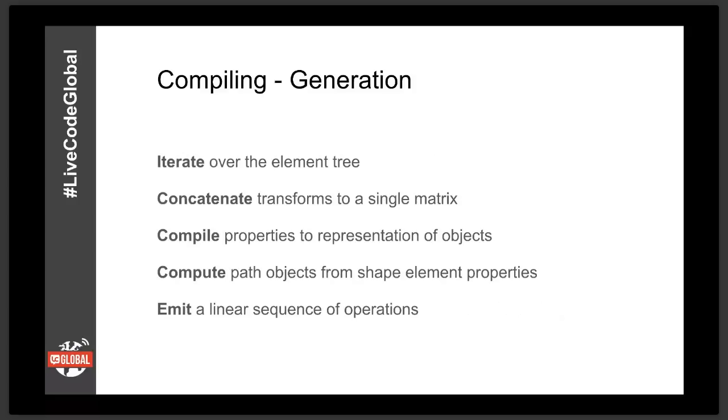Okay. So what you do to generate the metafile is you iterate over the element tree. You concatenate all the transforms as you see them. For example, my group node might specify a transform, then a path node in the group might specify a transform.